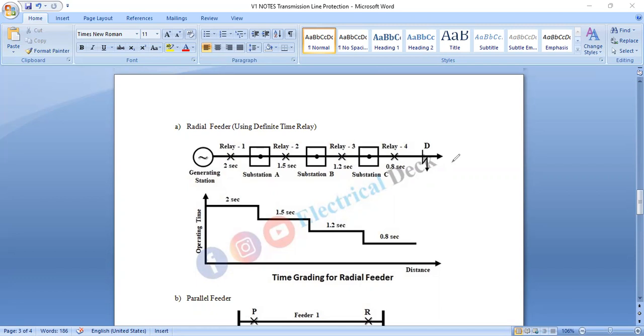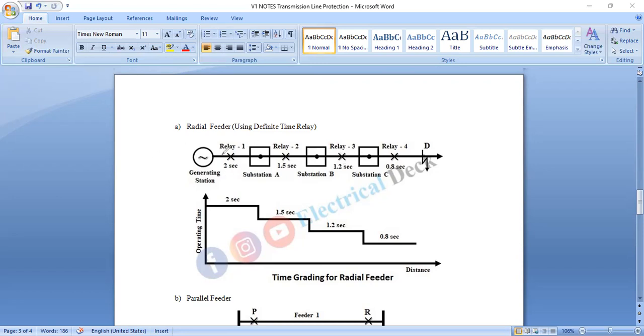So this total line is divided into different sections, from the generating or supply end to the load end. Relay 1, relay 2, relay 3, relay 4 are set with different time settings. And this is the substation, where the circuit breakers are connected.